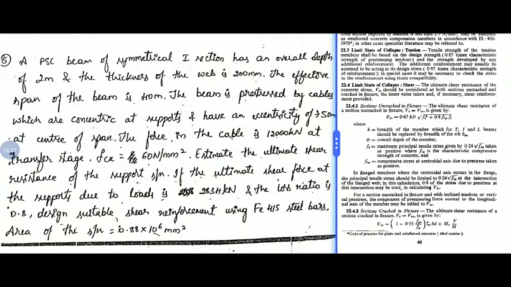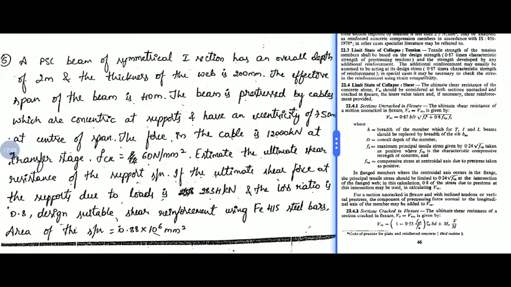A PSC beam of symmetrical I section has an overall depth of 2 meter and thickness of web is 200 mm. The effective span of the beam is 40 meter. The beam is pre-stressed by cables which are concentric at supports and have an eccentricity of 750 mm at center of span. The force in the cable is 12,000 kilonewton at the transfer stage. FCK is 60 Newton per mm square. Estimate the ultimate shear resistance of the support section.